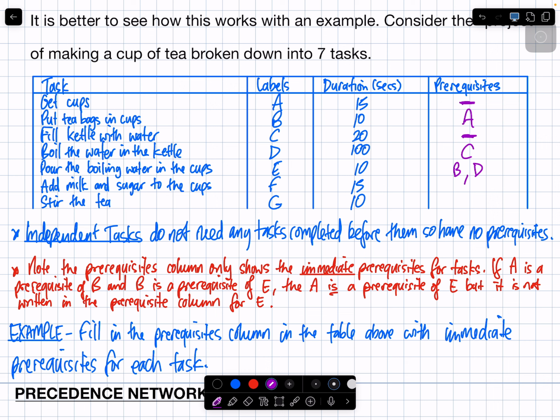Okay? Add milk and sugar to the cups. Do I need multiple things for that or just one? Have I already put boiling water in the cups? Yep. So the prerequisite for adding milk and sugar would be E, I believe. And stirring the tea, I don't need to have turned on Bluey or something on the TV to do that. It would just be F. So just make sure your prerequisites column looks like that. Get cups, no prerequisite. Put tea bags in the cups, A. Fill kettle with water, no prerequisite. Then C, B, D, E, and F.